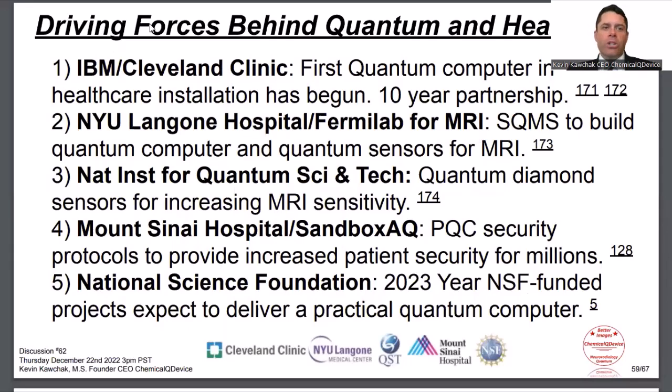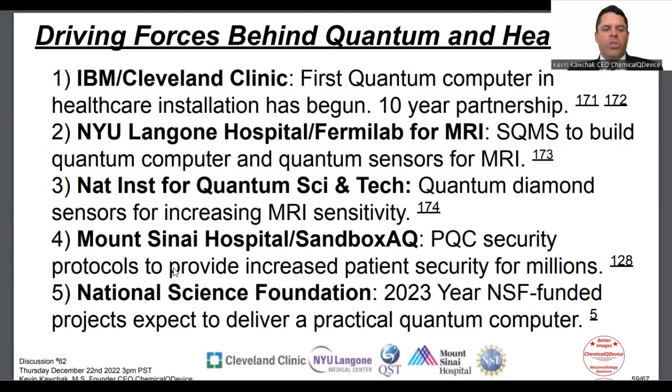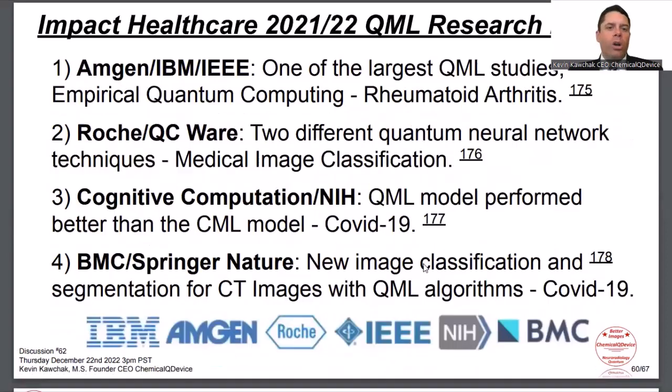And then some supplementary here too is basically the big names, the driving forces between quantum and healthcare. IBM and Cleveland Clinic are already working on finishing up, they said early 2023, this quantum computer at Cleveland Clinic. NYU Langone and Fermilab are building a brand new quantum computer and quantum sensors to get better MRI analysis. The National Institute for Quantum Science and Technology, I know they're working on quantum sensors for better MRI sensitivity. You have Mount Sinai Hospital and Sandbox AQ for cybersecurity, patient security with quantum, and then the NSF, of course, with the projected 2023 practical quantum computer.